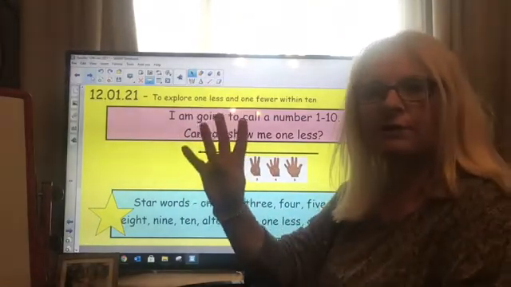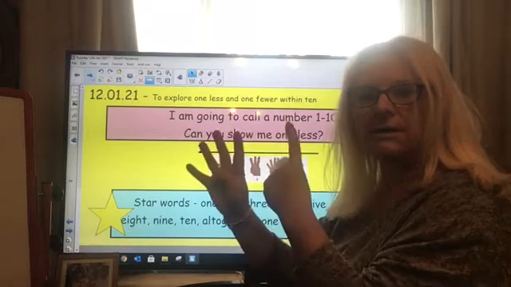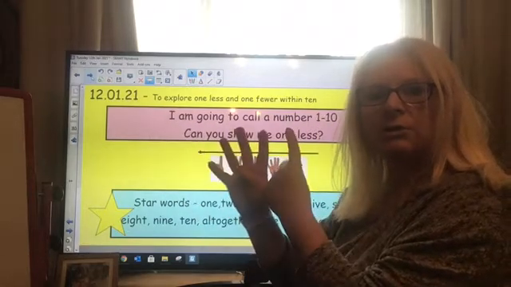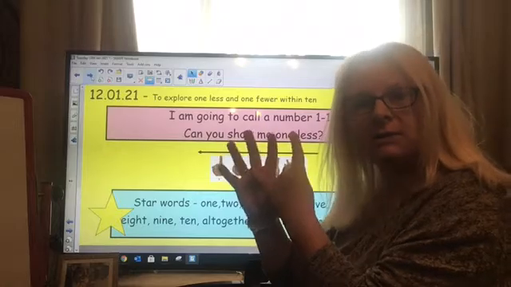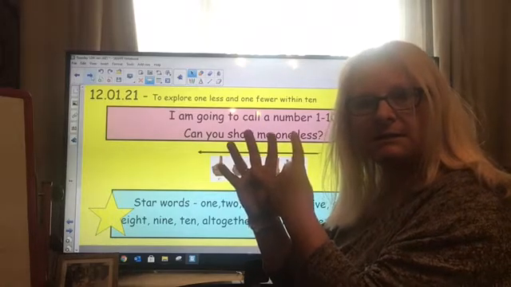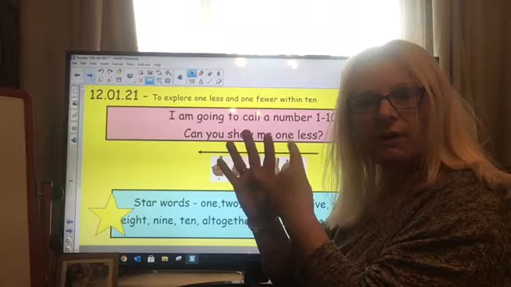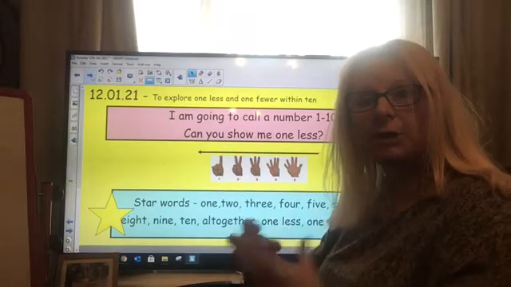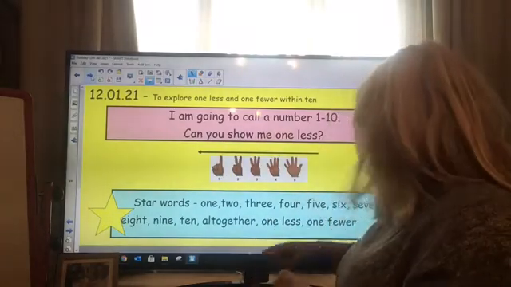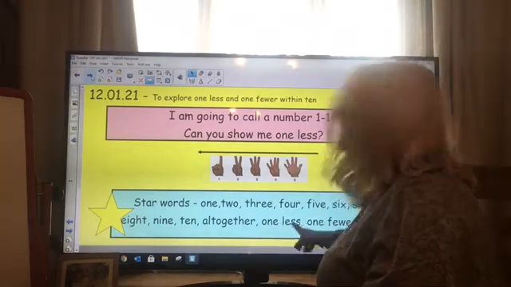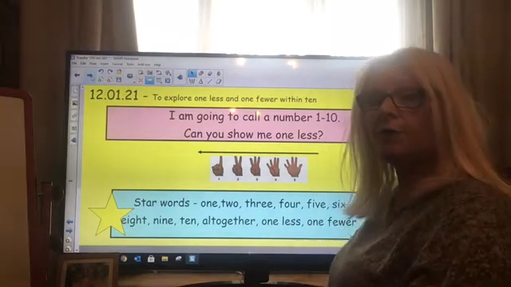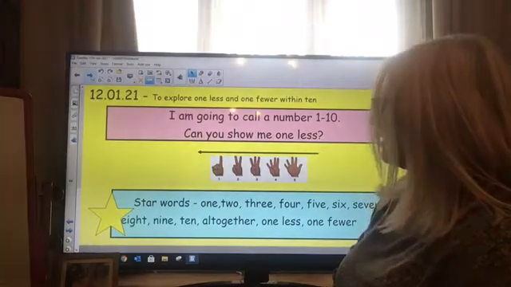So if I've got 4 on this hand and 1 on this hand, if I put them all together, how many are there when they're together, all together? Do you know the answer to that one? 1, 2, 3, 4, 5. Well done, you're right. So all together, putting things together. Then we've got our words that we were saying. Our lesson is all about one less and one fewer. So those are our star words for today.